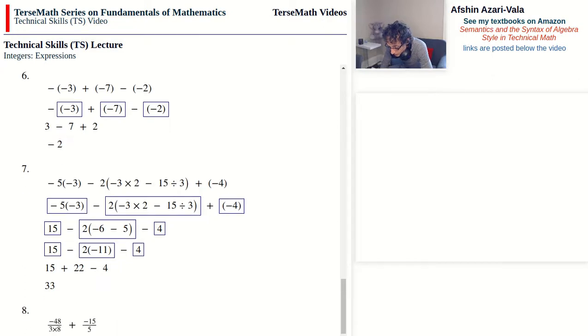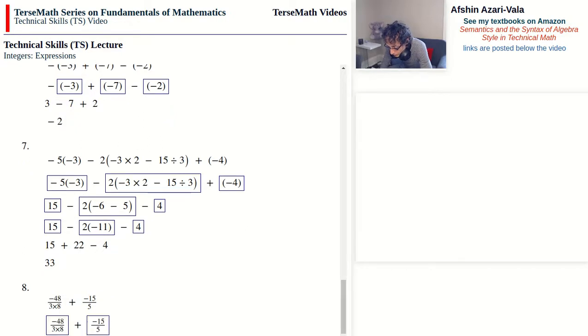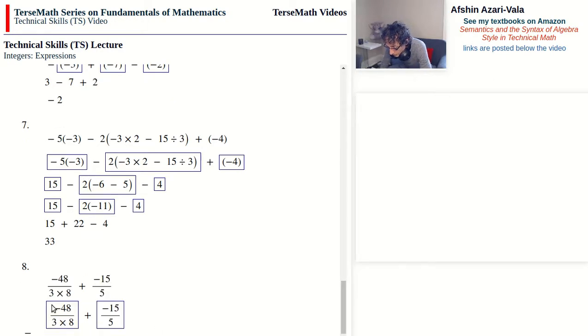And here we come with the last example, which has division in it. Now we have 2 terms. These are negative 48 divided by 3 times 8 and negative 15 divided by 5. Term number 1 has only 1 negative, so we write minus. And then we ignore the sign and we divide 48 by 3 and then divide by 8, and that gives us a 2.